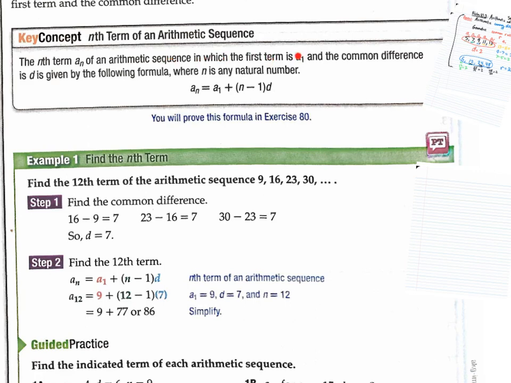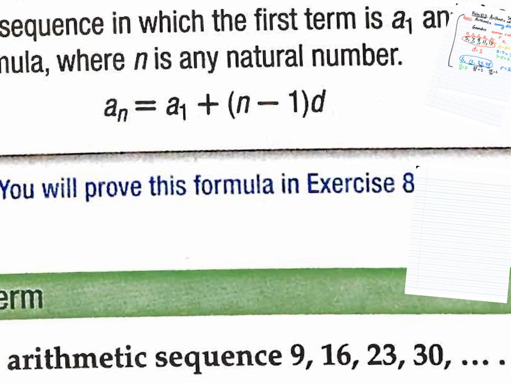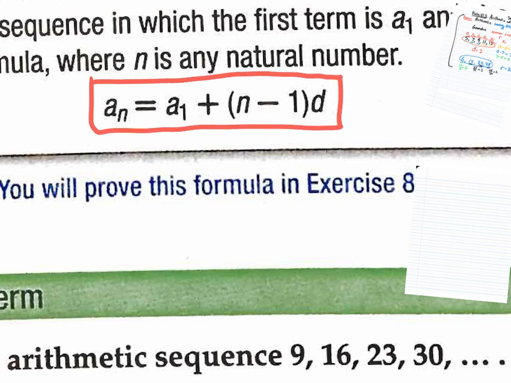We already knew that. A sub 1 is the first one. A sub 2 is the second one. And the common difference, d, we already know how to find the common difference, is given by the following formula where n is any natural number. This is what we need to memorize, guys. This is the a sub nth rule for any arithmetic sequence. Let's go to our notebook and jot that in.